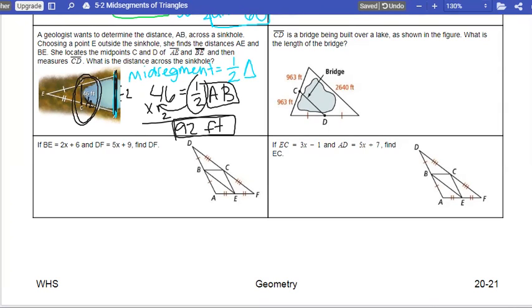So on your side, you are trying to find the length of the bridge here. So this side is 2,640, this side's 96.3, and this side's 96.3. So you're finding the bridge. So submit your answer. We'll go on to the next one.